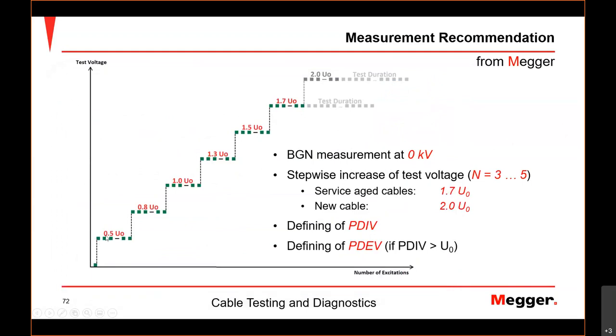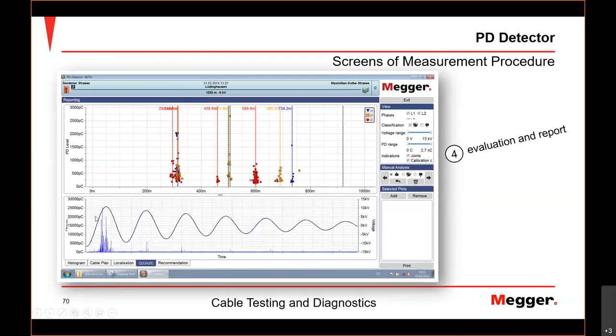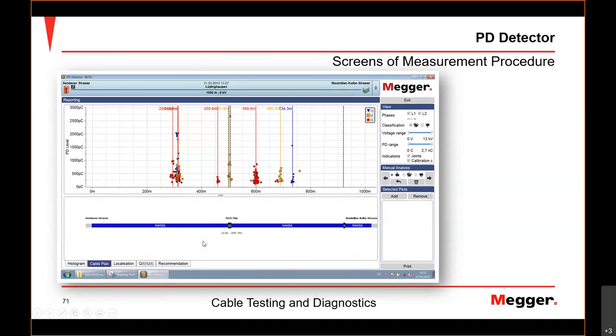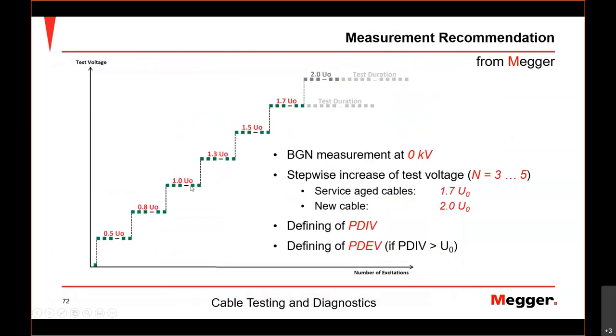Then we do maybe 0.5 times U0, so half our operating voltage, and we do 3 to 5 measurements of that. We don't see partial discharge, for example. We raise our voltage to 0.8 times phase to ground, do a couple of measurements, and we don't see partial discharge. You raise your voltage here, so on this scale is your voltage. You charge your cable to more and more voltage, 0.5 times, 0.8 times, but you do not see any of these partial discharges, hopefully. If you do, then we start locating. And then you go to 1 time phase to ground voltage. This we would definitely record. We would save these values.